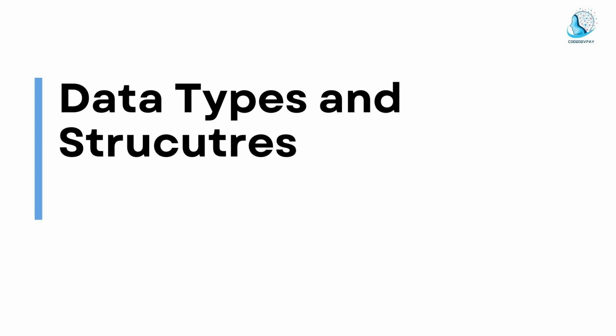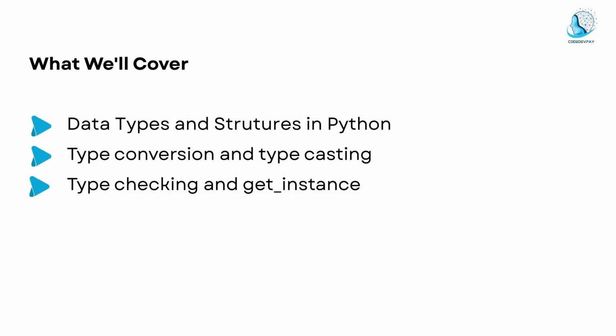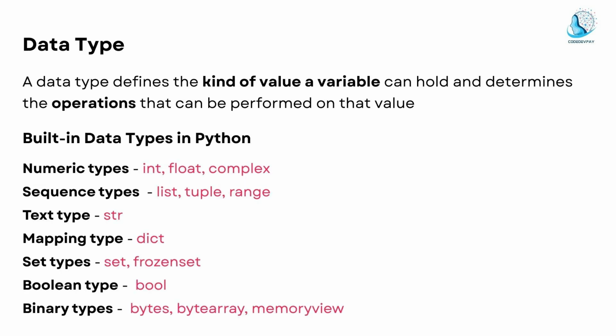For this lesson, we are covering data types and structures. We will look at data types and structures in Python, type conversion and typecasting. We also look at type checking and isinstance. A data type defines the kind of value that a variable can hold, and this helps us to determine the type of operation that can be performed on that value.